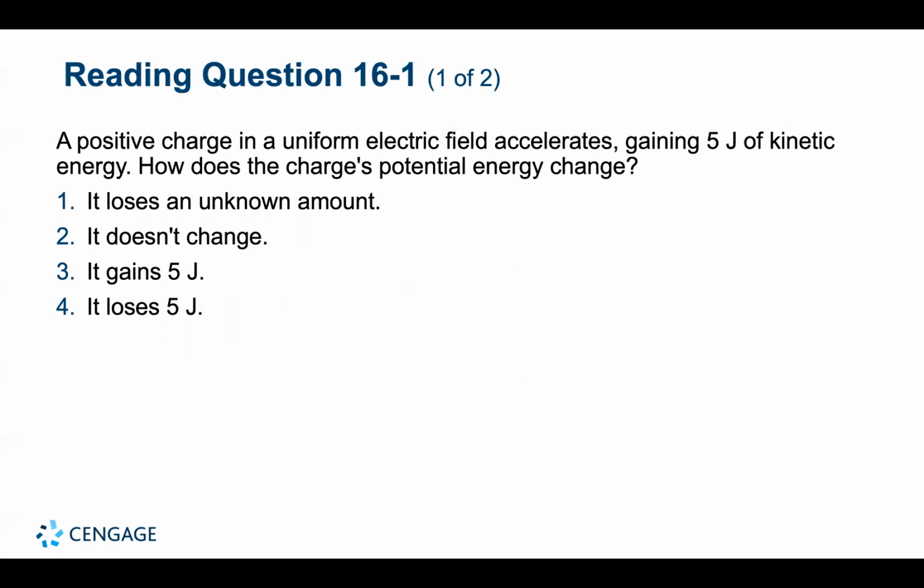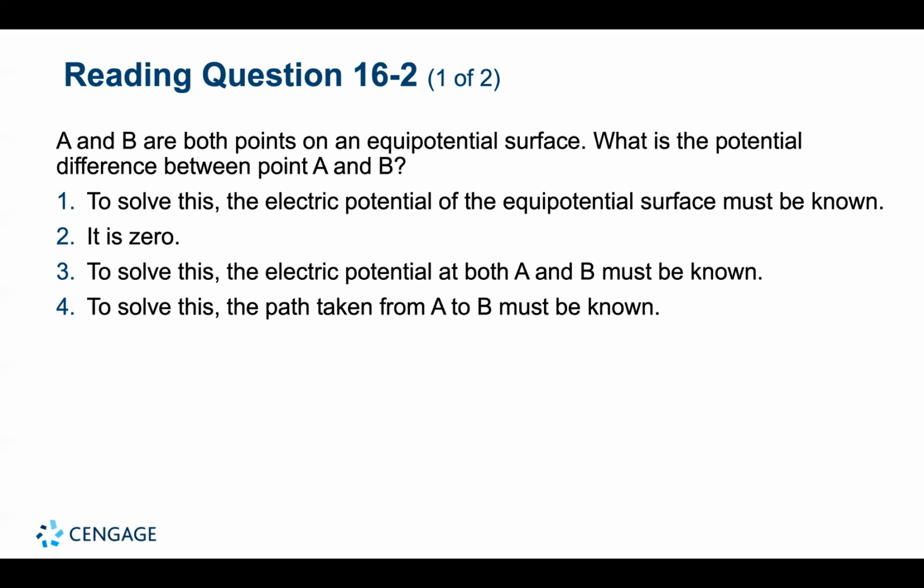A positive charge in a uniform electric field accelerates, gains 5 joules of kinetic energy. How does the charge's potential energy change? For the purpose of this lecture, I'm mostly just going to be walking through these fairly quickly, so I won't have a lot of discussion on this. The answer to this first one is it loses 5 joules. If you look into the chapter in the textbook, I highly recommend that you follow along in the textbook. You'll see that these charts and everything that we do are very tightly coupled with the textbook.